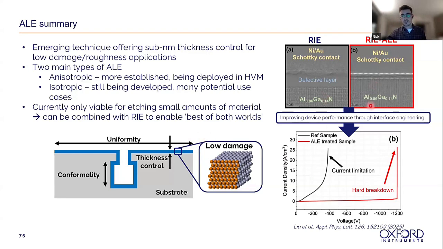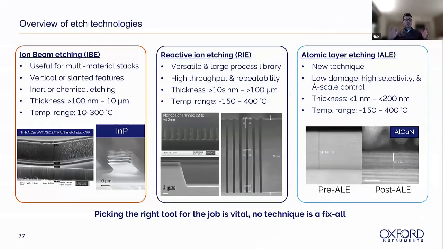I think I showed this image previously, but the comparison between reactive ion etching and reactive ion etching plus ALE is night and day. You see the defective layer from the ALE is much thinner, and this translates into improving device performance through that interface. With just the RIE process, you have very poor behavior, but with the ALE process, you get very high breakdown voltage. And so that brings me to the summary.